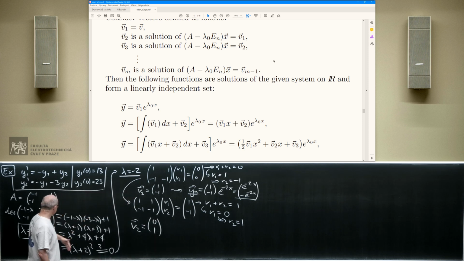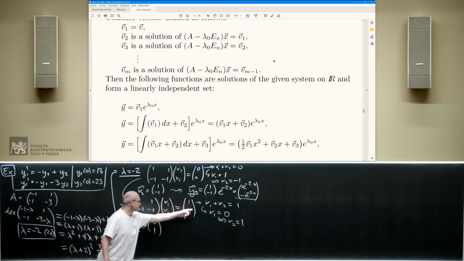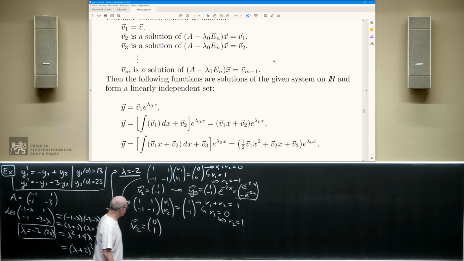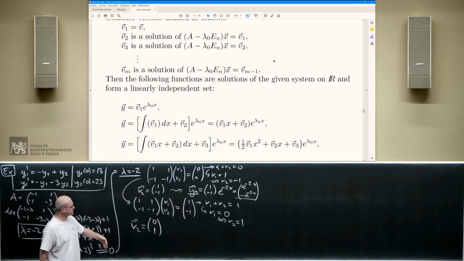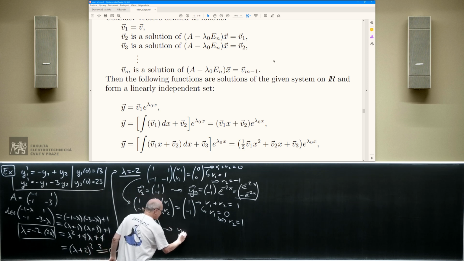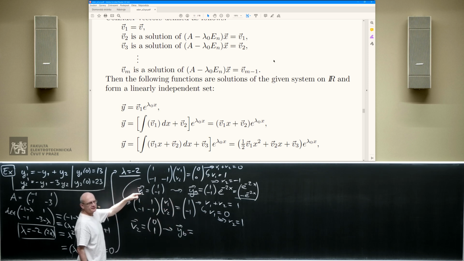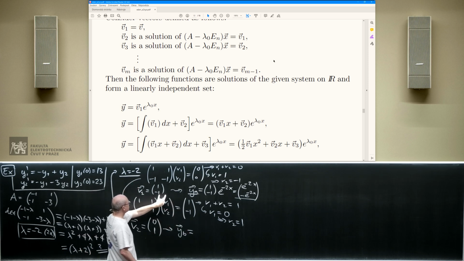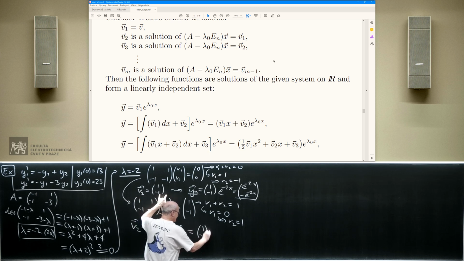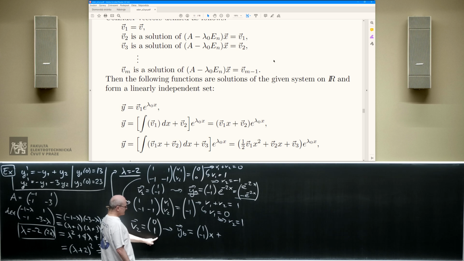And if my lambda had multiplicity 3, then I would again set up a system, and this vector would become the right-hand side, and so on. Keep going like that. Anyway, this is not a review of linear algebra. Let's move on. I have V2, and therefore I have vector YB, which is, now let's be careful. I have to take the previous vector and integrate it, which means I multiply it by x. So this vector gets multiplied by x, and I add the new vector.